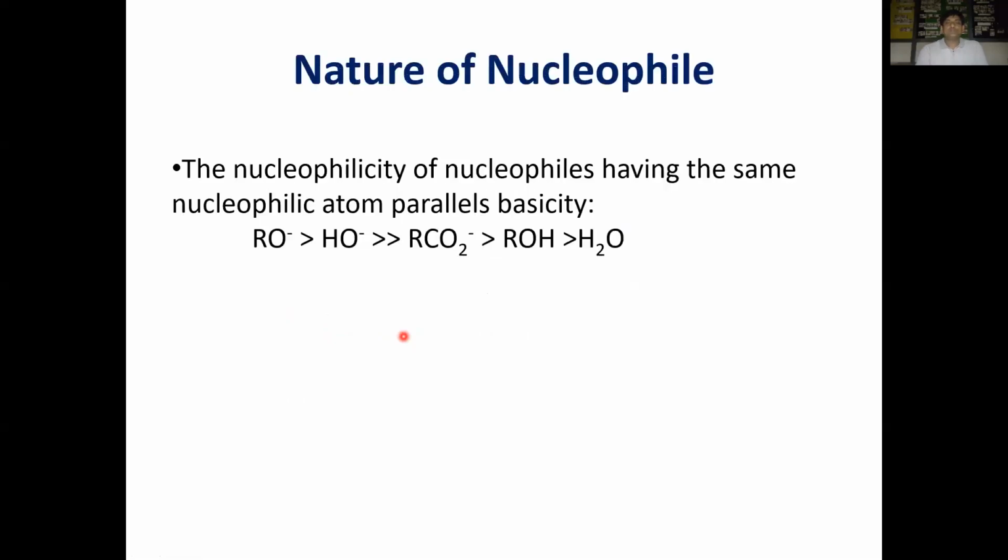If the nucleophilic atom is the same, then the nucleophilicity is parallel to the basicity of the nucleophiles. This is the basicity order: RO minus is greater than OH minus, RCO2 minus is greater than ROH, ROH is greater than H2O. So RO minus is more nucleophilic. So it can exhibit SN2 reaction with a high rate when compared with OH minus.